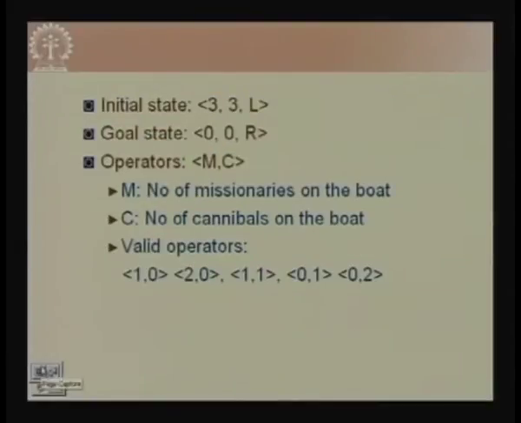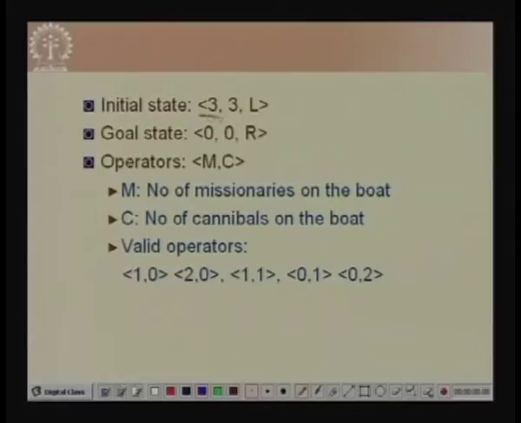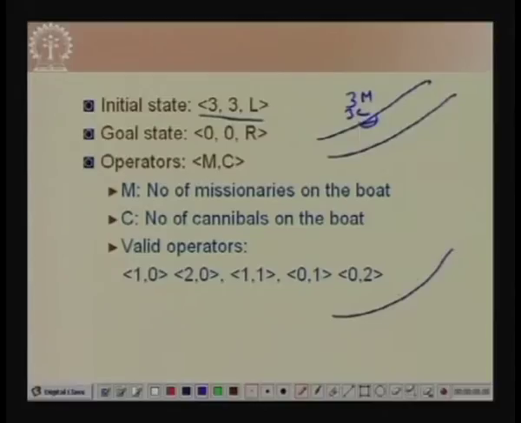So, the initial state will be represented by 3-3L, that is 3 missionaries and 3 cannibals on the left bank and the boat also on the left bank. And the goal state will be represented by 0-0R, that is no missionary and no cannibal on the left bank, 3 missionaries and 3 cannibals on the right bank, and the boat is on the right bank.